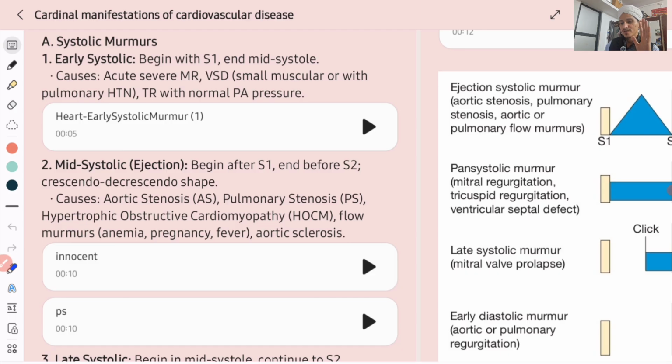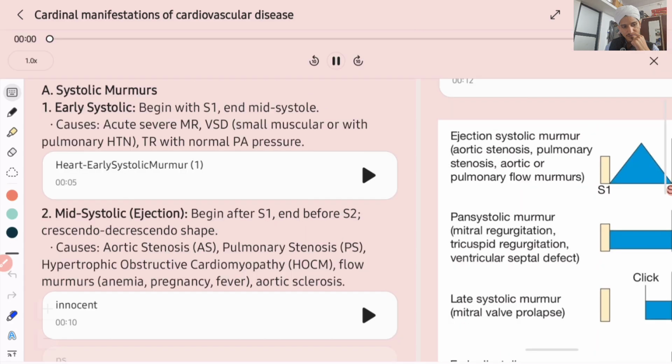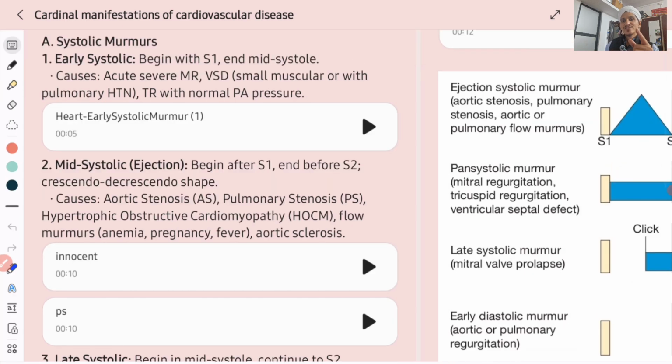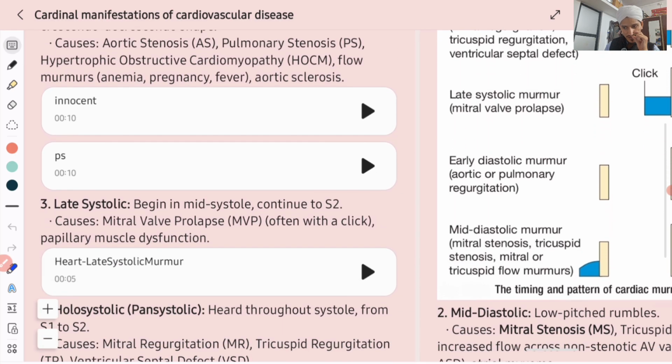Okay, one more time, pathological murmur. So S4, S1, S2 and murmur. Okay, that is about ejection systolic murmur. Now coming to late systolic murmur.